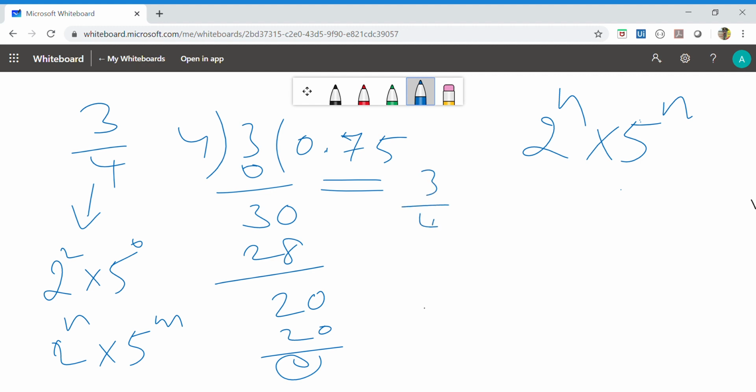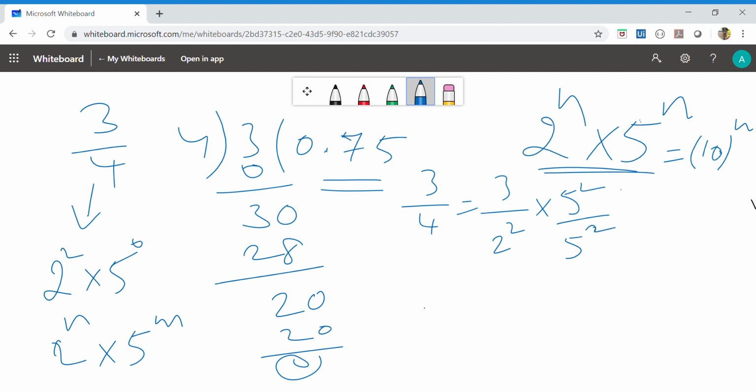So 3 by 4 can be written as 3 by 2 square. To get a denominator in the form 10 to the power of n, 2 to the power of n into 5 to the power of n becomes 10 to the power of n, because a power m into b power m is ab whole power m. So according to that formula, it becomes 10 to the power of n. Here the missing factor is 5 square, so I multiply and divide with 5 square. So this becomes 3 into 5 square is 25, by 2 square into 5 square, which is 10 square. 25 threes are 75. 75 by 100 is nothing but 0.75.